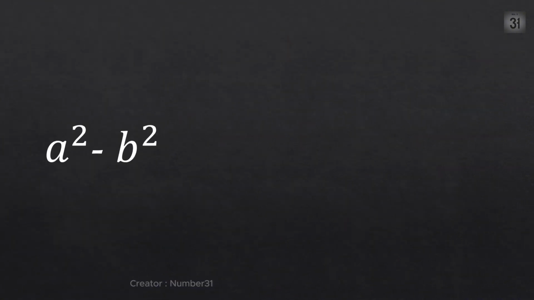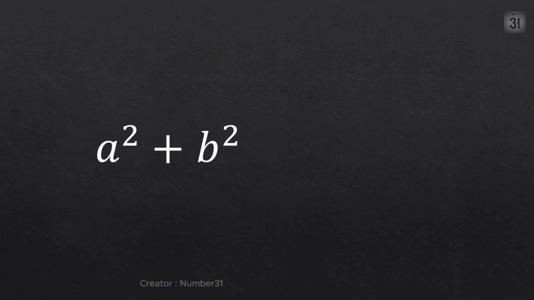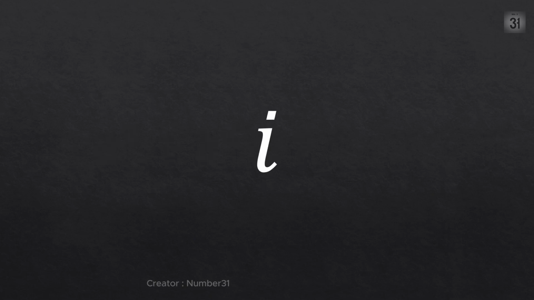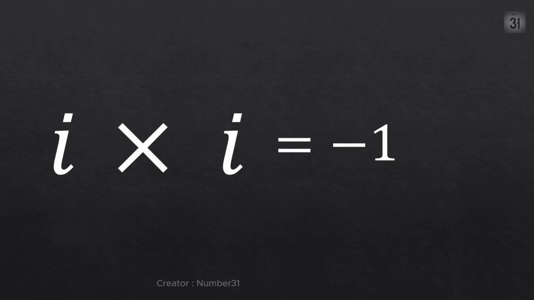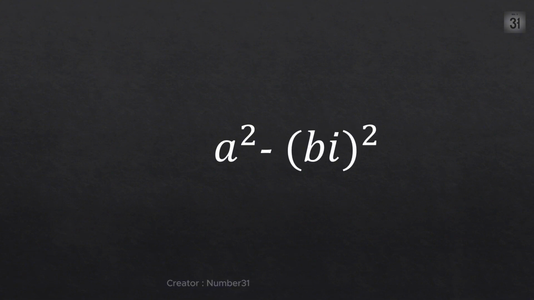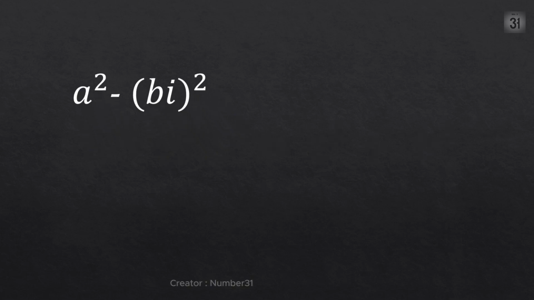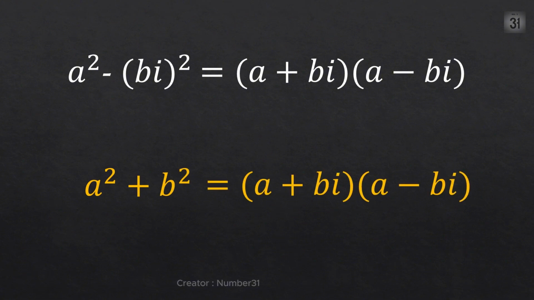We know that some basic algebraic expressions like a squared minus b squared can be expressed as a plus b times a minus b. If we substitute it with a squared plus b squared, how would we express it? We need to incorporate the imaginary number i. Let me briefly explain. i is the square root of minus 1. When i is multiplied by itself once, we get minus 1. So, we can add i in place of b. Minus 1 times minus 1 will become positive, thus resulting in a squared plus b squared. Now we can conjugate it. We find out a squared plus b squared equals a plus bi times a minus bi.